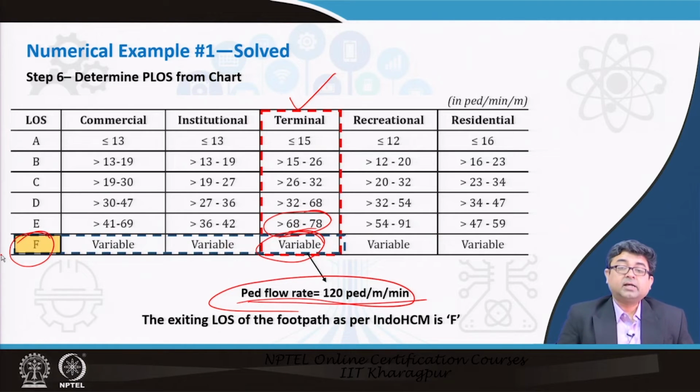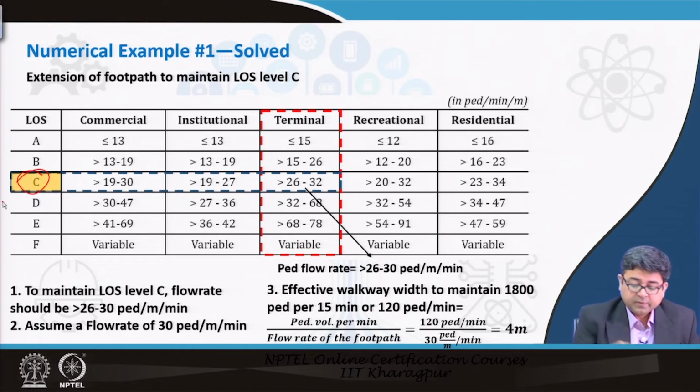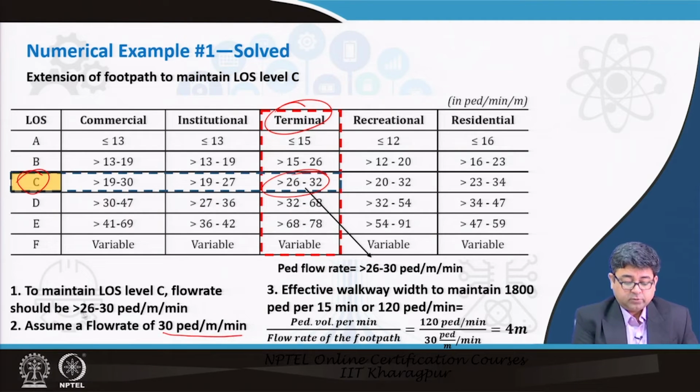Now the second part of the question is, what do you have to do, or how much do you have to widen it by in order for it to maintain a level of service C? For a terminal land use, you know that the flow rate has to be anywhere between 26 to 32 pedestrians per meter per minute. Let us assume the higher end, say that we will accommodate 30 pedestrians per meter per minute.